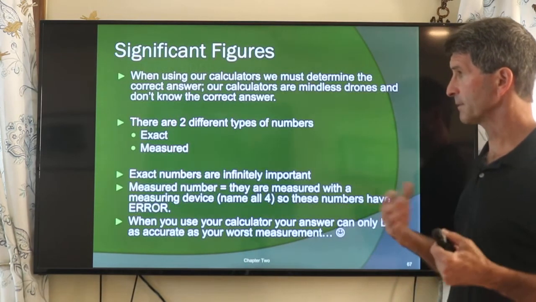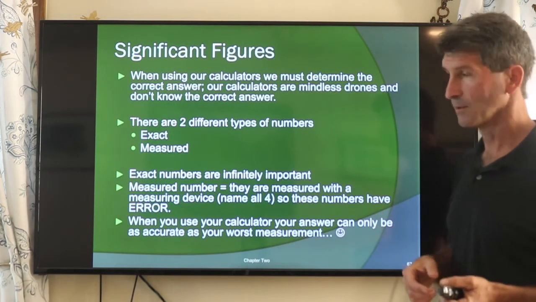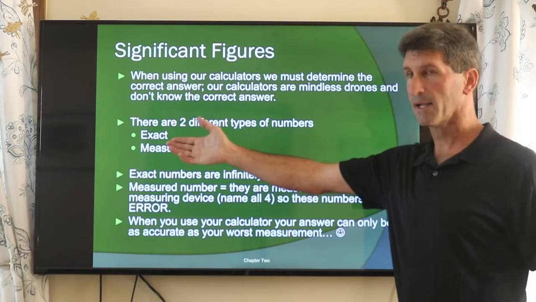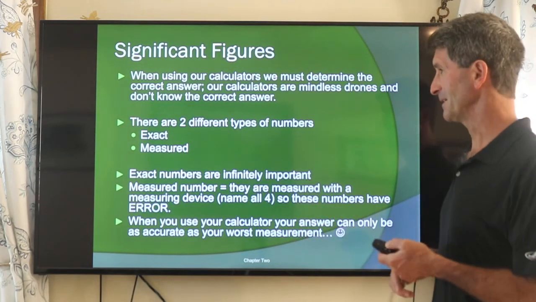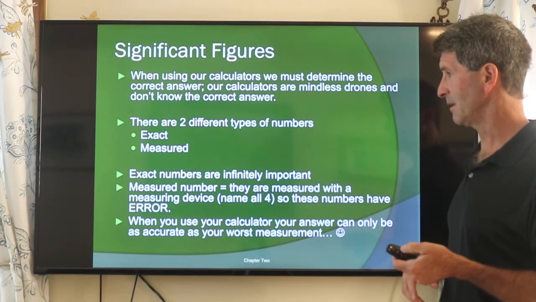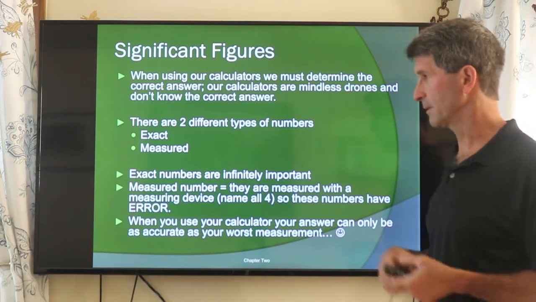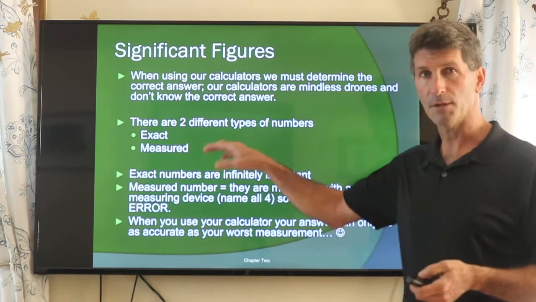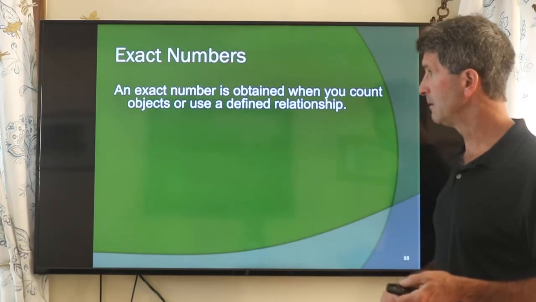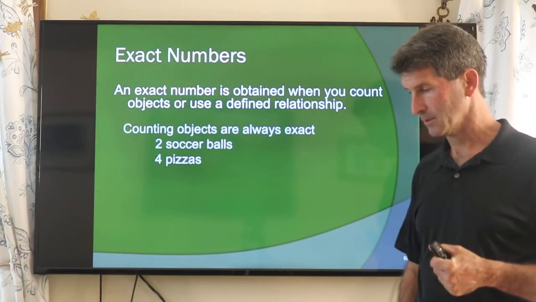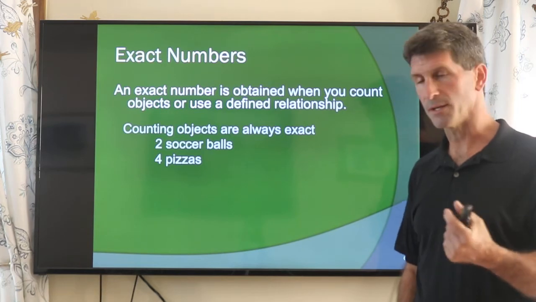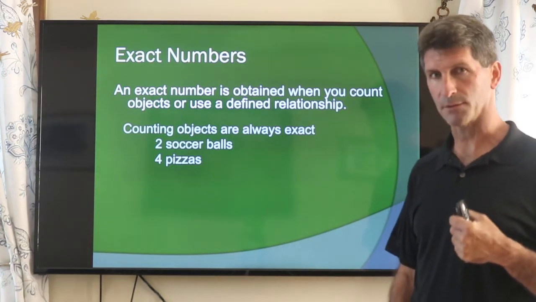Let's take a look at some examples, because that's really the easiest way to do this. And again, exact numbers, these are numbers which have infinite accuracy. We don't have to worry about them. Measured numbers, you can never completely know a number to an infinite amount of accuracy.